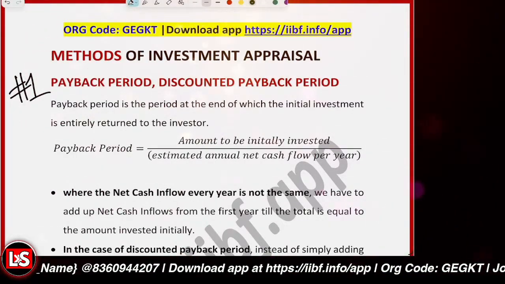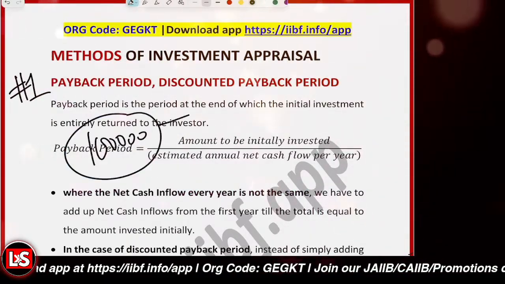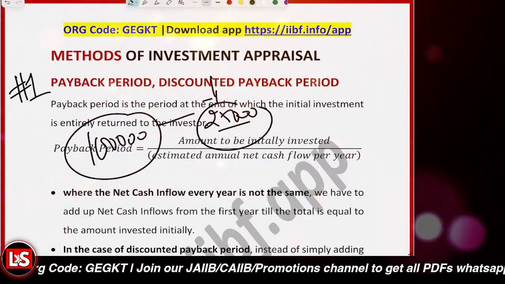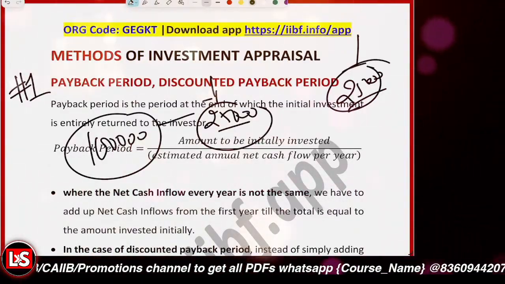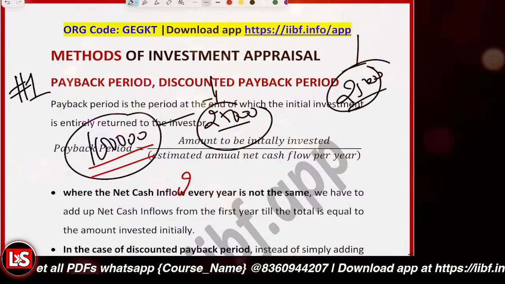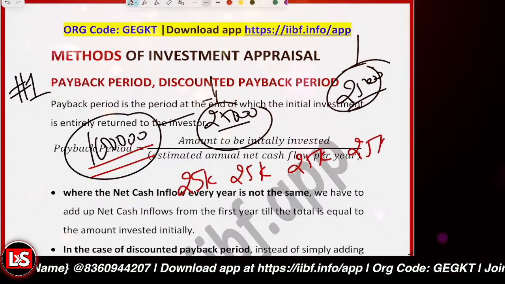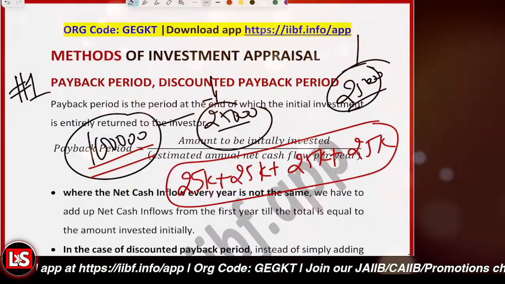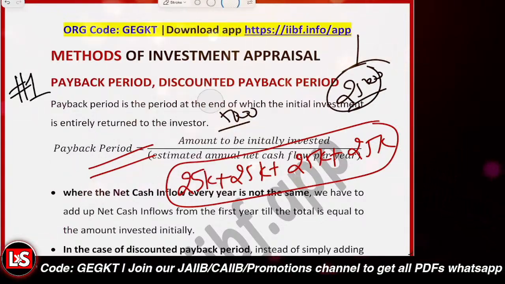Let's say you invested an amount of rupees 1 lakh in year 0. Now you get rupees 25,000 in return every year, and by the 4th year you will recover the complete amount of rupees 1 lakh that you invested. You got 25,000 in the first year, second year, third year, and fourth year. The total amount is rupees 1 lakh, so 4 years would be the payback period.